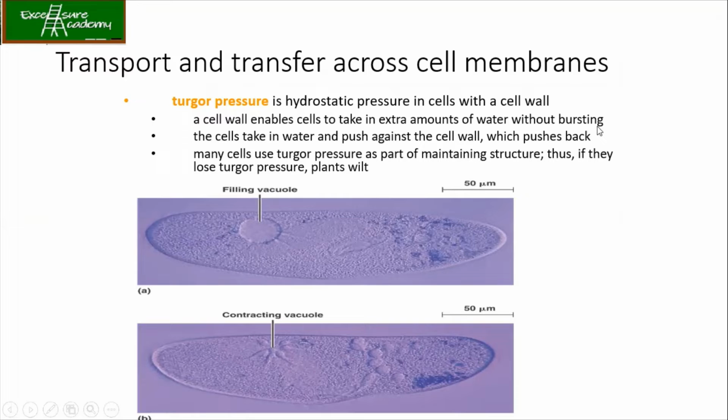Now without bursting, the cells take in water and push against the cell wall, which pushes back. Many cells use turgor pressure as part of maintaining the structure, and if they lose turgor pressure, the plant starts wilting. So you must have seen a plant, there will be a fresh leaf and a wilted one. So that is all because of the turgor pressure, if you have seen. Okay.